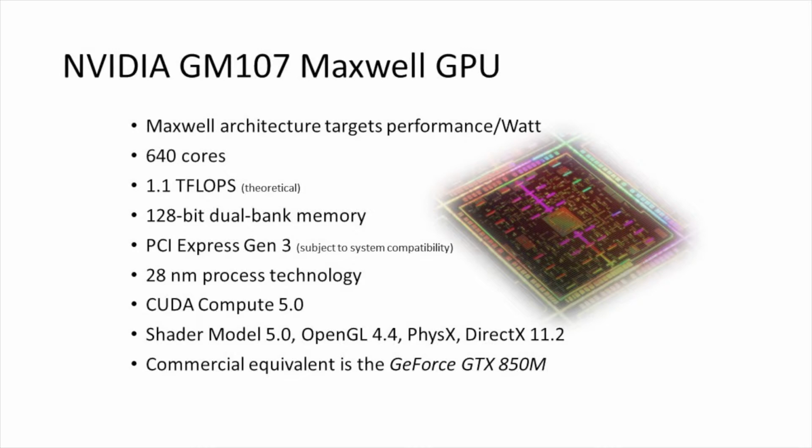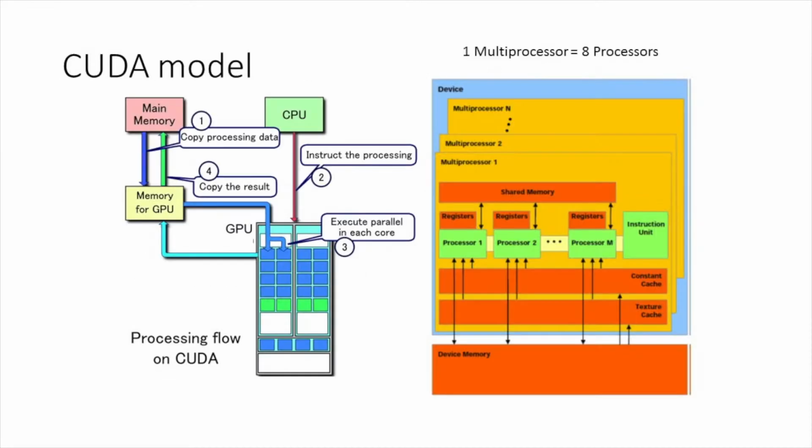So 640 cores, quite a few cores now. Lots of processing, up to a teraflop, for example, here. Again, Gen 3 PCI Express to move the data. CUDA, this is a compute unified data architecture, so now I'm able to use this thing as a coprocessor, if you will. This is just a little bit about how it looks, the CUDA model.